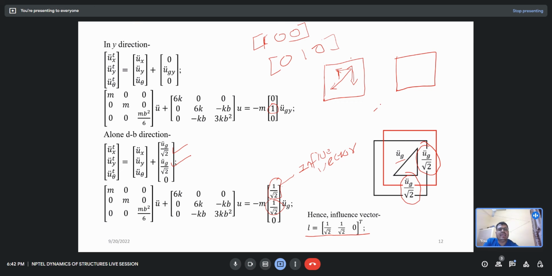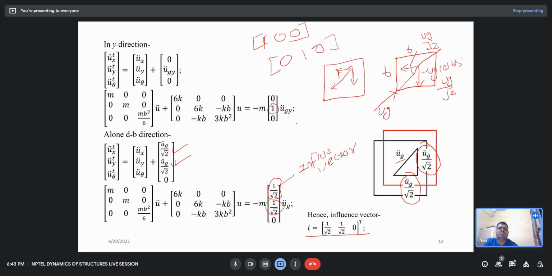If my acceleration is applied like the ground motion, the earthquake is coming in this direction. Let us say this acceleration is ug. If I divide this into components, what would be the component in the x direction and in the y direction? So you take the cos 45 term, like the theta, so that becomes ug cos 45, which is ug by square root 2. Same for here, that also becomes ug by square root 2.